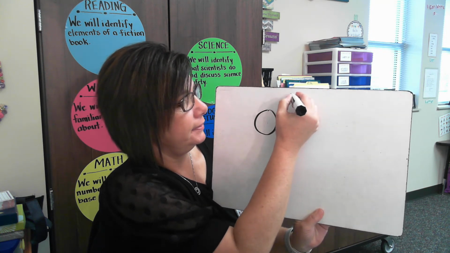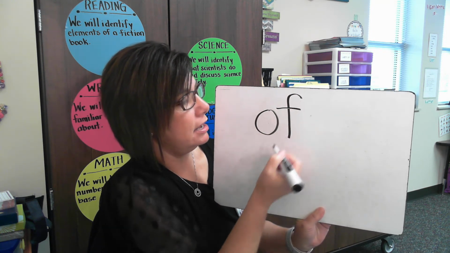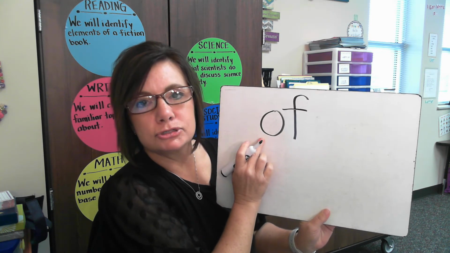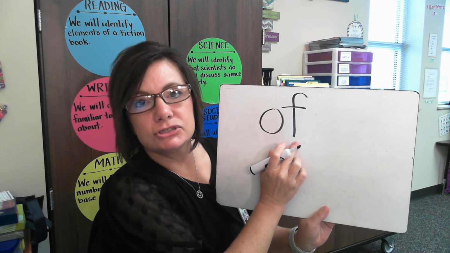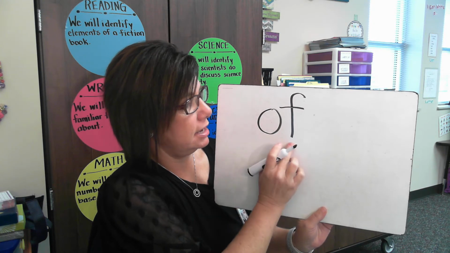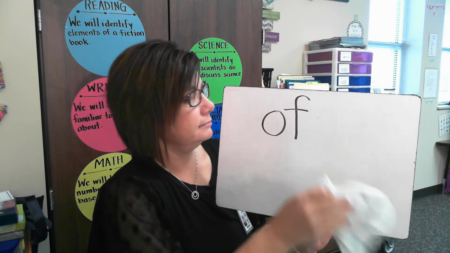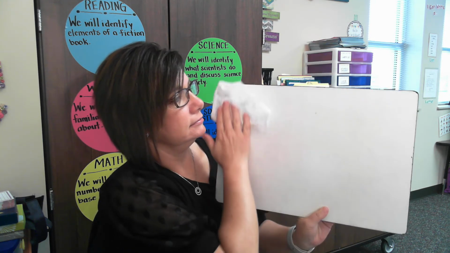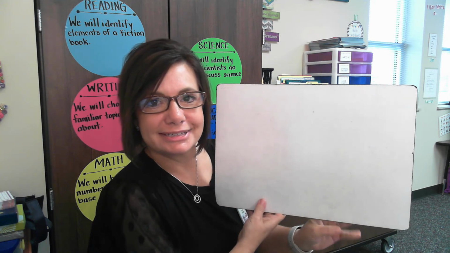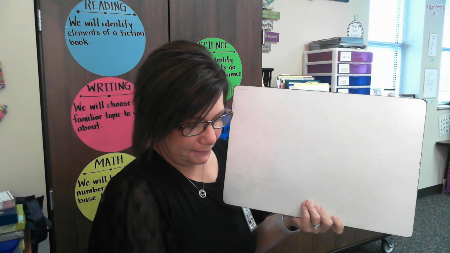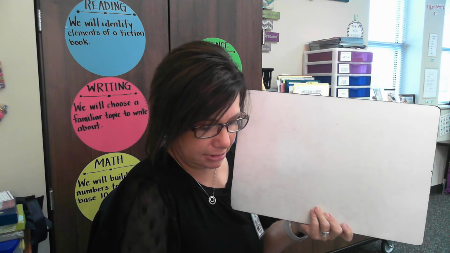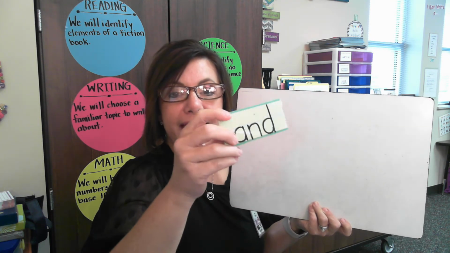Let's write it. O-F, of. O is your small letter. F is your tall letter. Of. Okay, I'm going to clear that off. You working hard, staying with me? Good job. Our next word is going to be the word and.